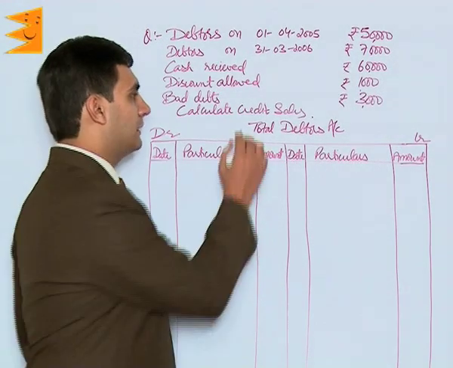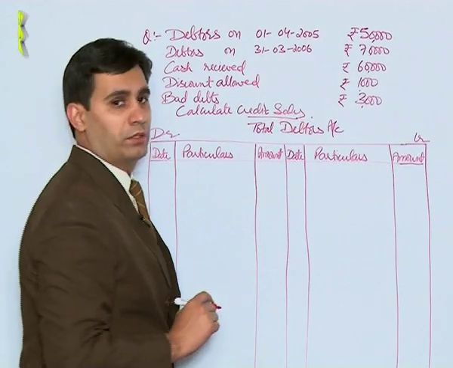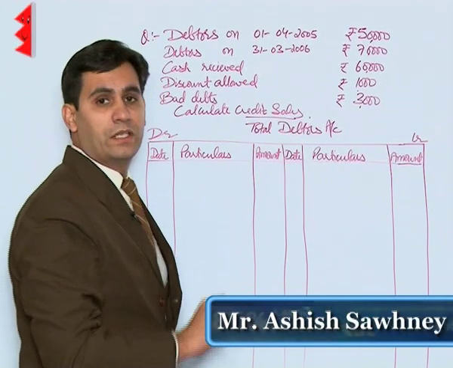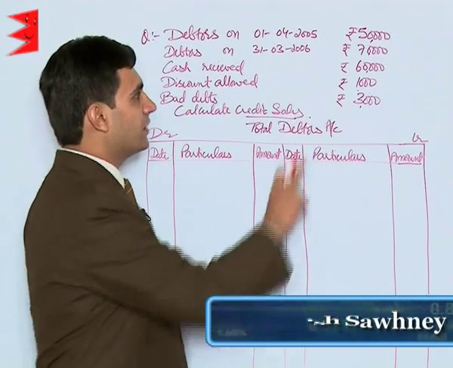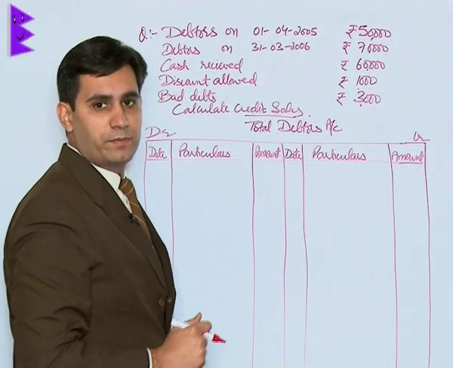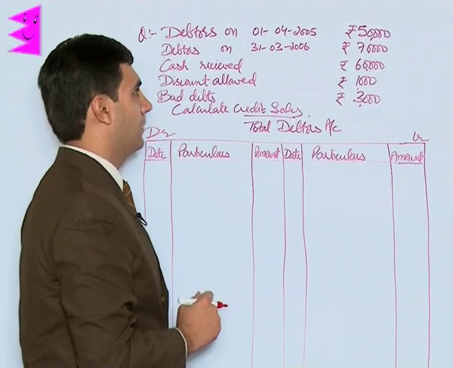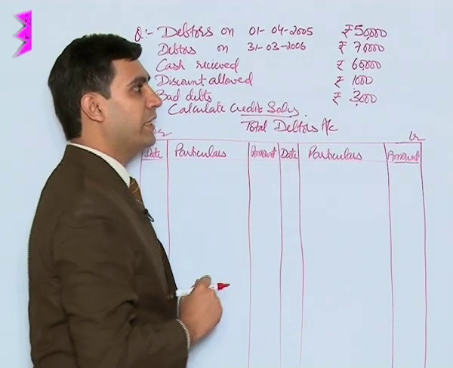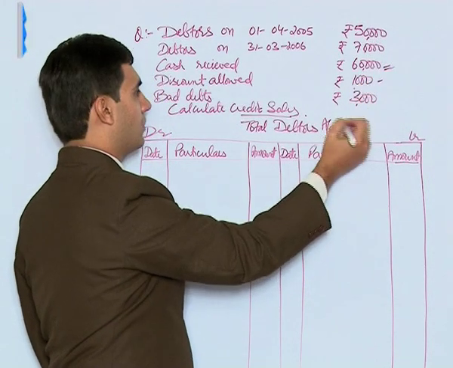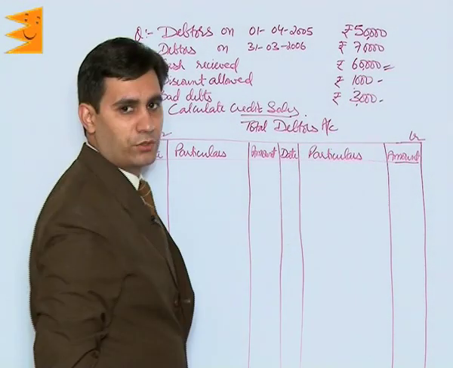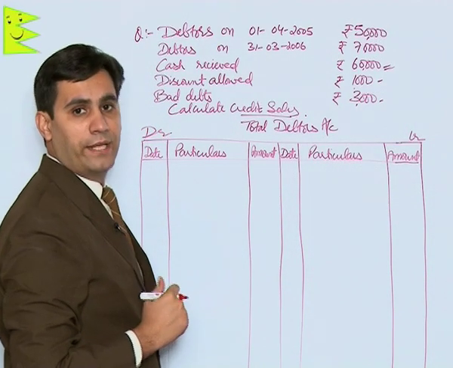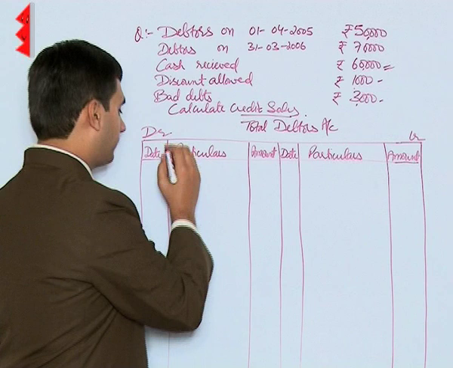Let us calculate credit sales out of the given information. The information here is that debtors on 1st April 2005, that is the balance in the beginning of the year, is 50,000. Debtors on 31st March 2006, that is balance at the end of the year, is 70,000. Cash received from debtors during the year is given to be 60,000. Discount allowed is 1,000 and bad debts are 3,000. So let us post these entries into total debtors account and calculate credit sales.